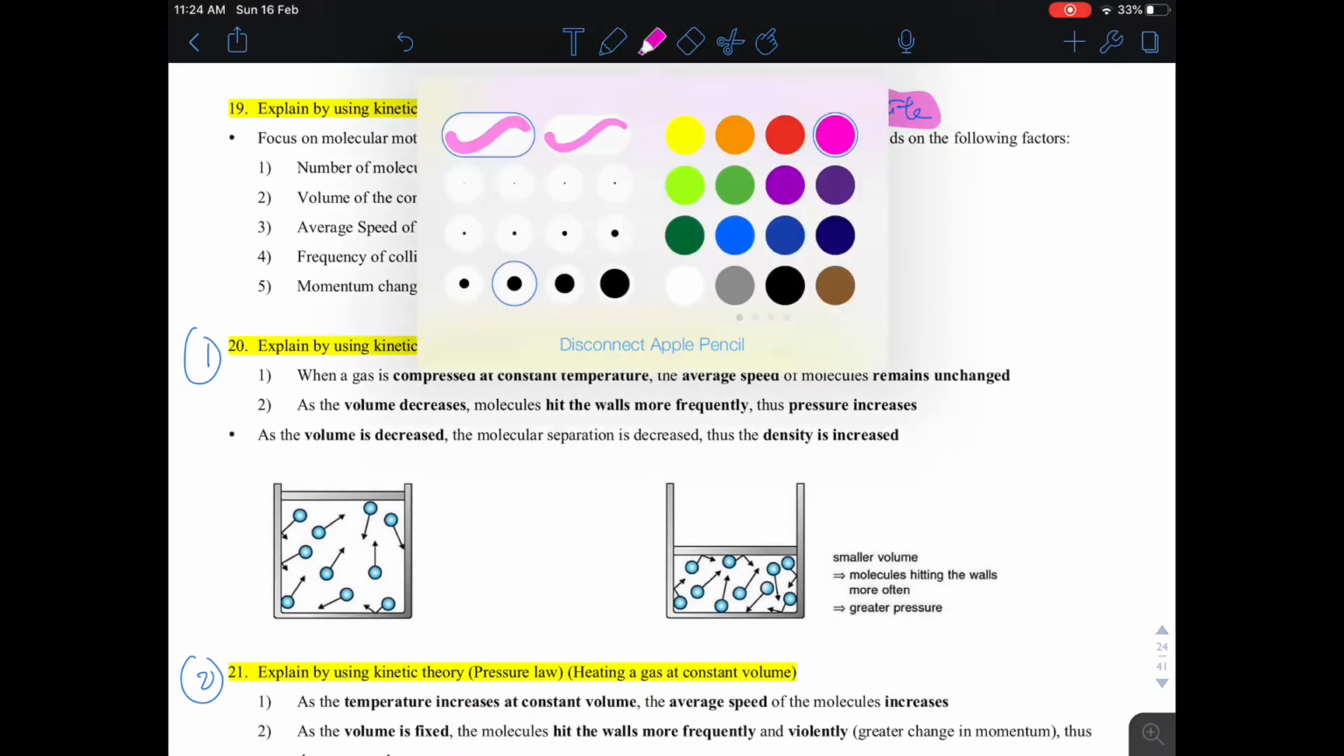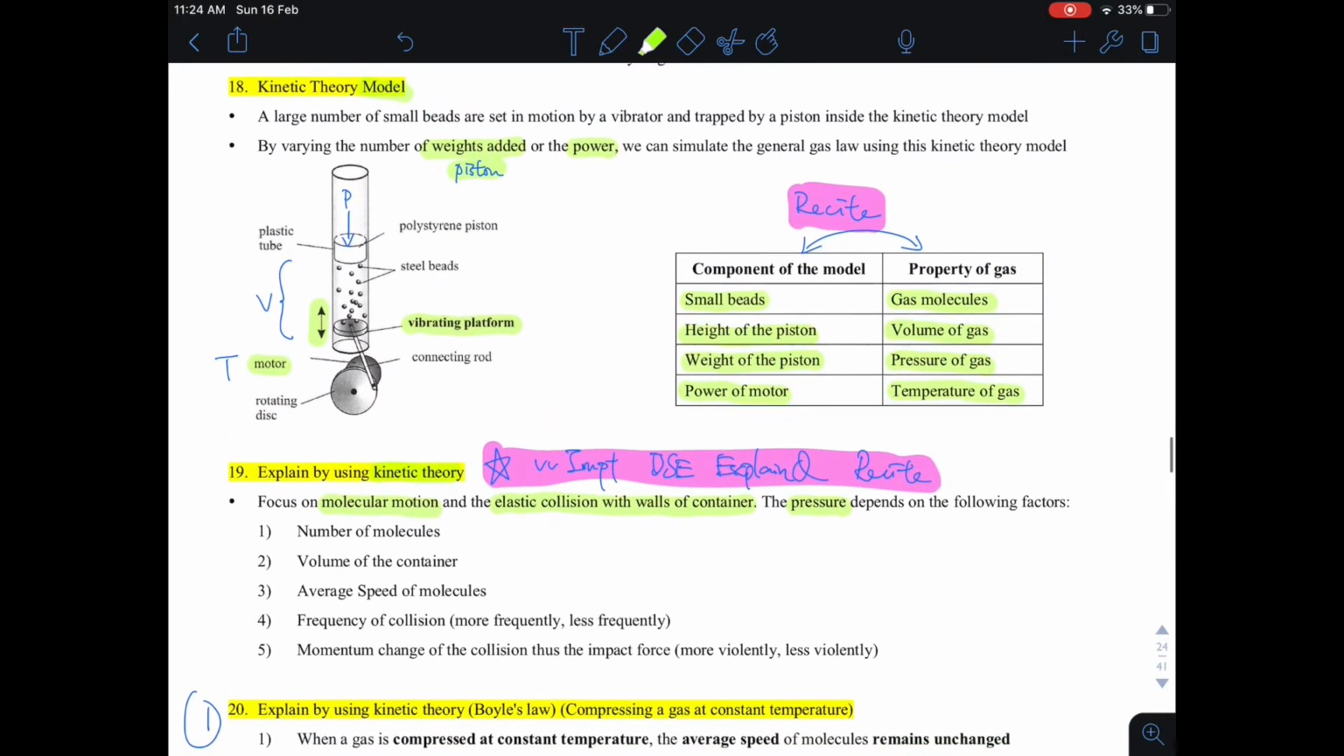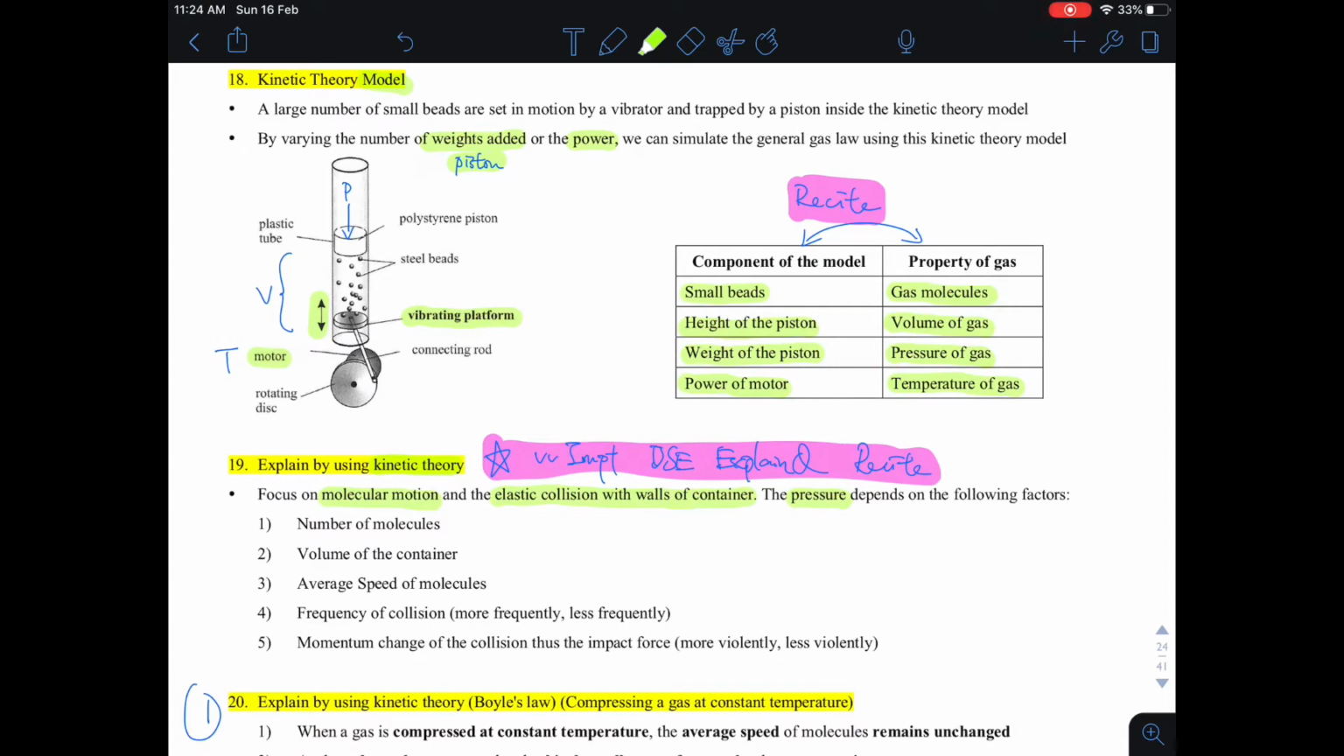We will be focusing on different criteria here. We will be focusing on molecular motion when you're explaining by kinetic theory. You talk about molecules, about their elastic collision with the wall of the container, which generates the pressure and which depends on different things here. You can imagine by using the kinetic theory model, if you have more molecules, then you must have higher pressure. If you have less volume, again you have higher pressure because the gas is denser.